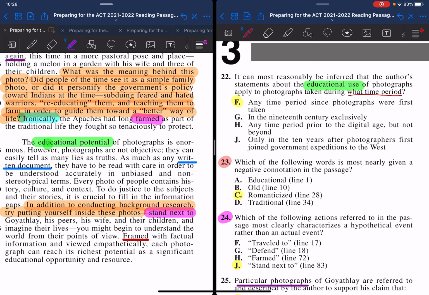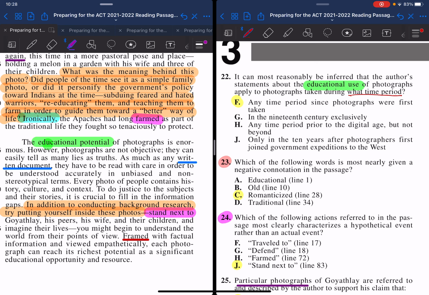Next one. But if used carelessly, they can also fuel stereotypical perceptions of American Indians. Now, the word romanticized is here, and I took it out, but notice what word is sitting right next to it. The word is stereotyped, stereotypical. And usually that word rarely has a positive connotation. So I'm going to stick with that one. That one may be it.